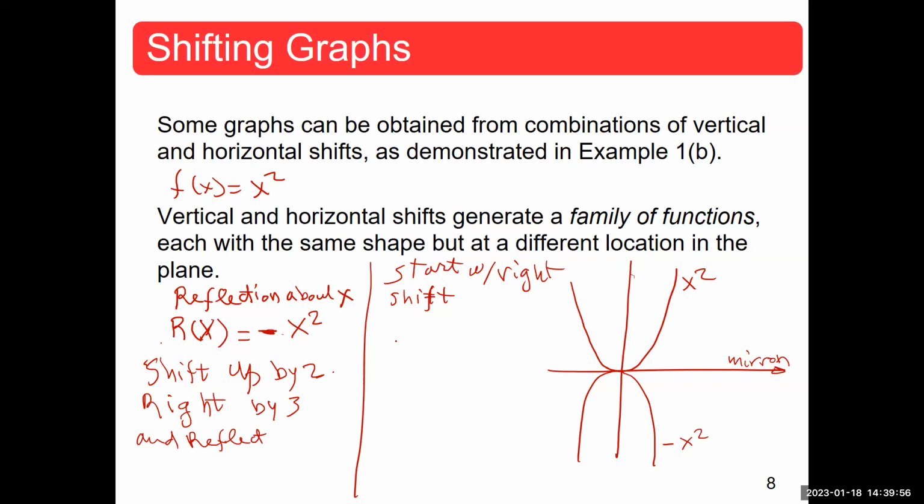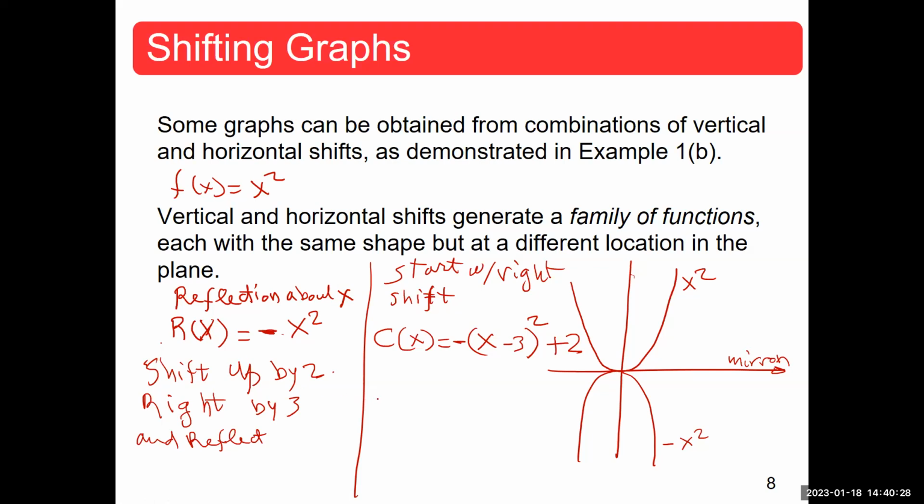This is a new function. Let's call it the combination, C of x. So I open parentheses and put the x. We're shifting to the right by 3, so I have to say x minus 3. Now we're shifting up by 2, so outside here, we put 2. We said for reflection, we put a negative over here. That's the entire formula.